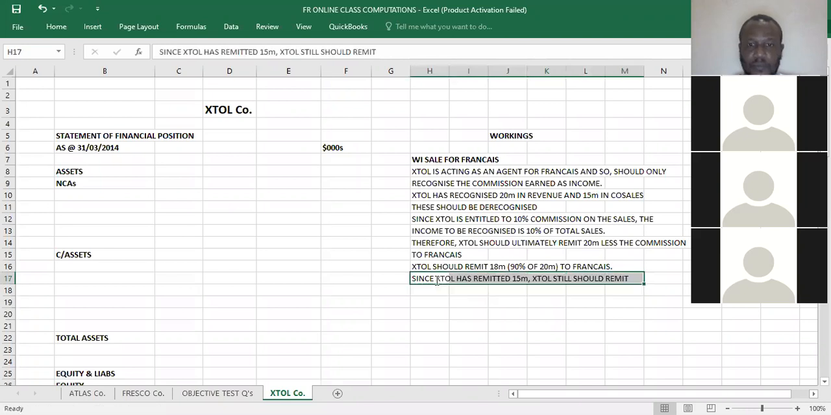Now, since XTOL has remitted 15 million, XTOL should still remit the difference. It should still remit 3 million, which is 18 million minus the 15 million that it has remitted.